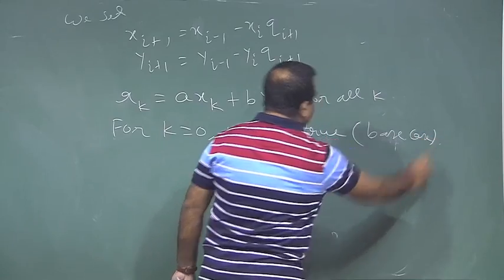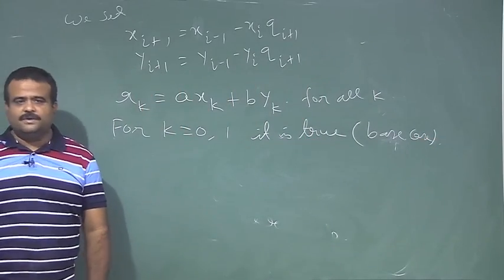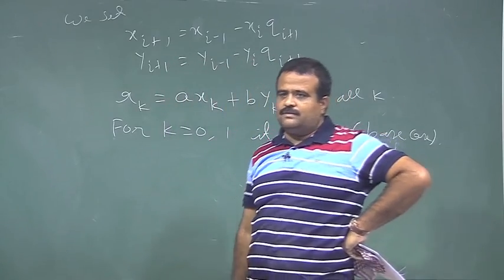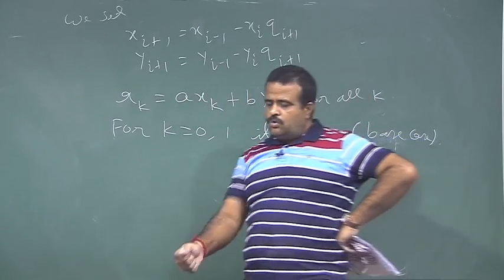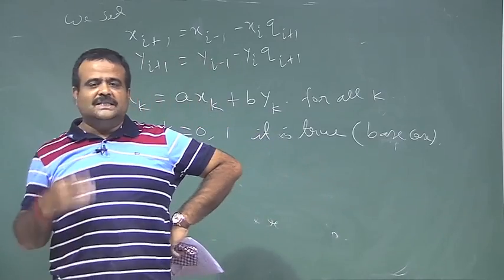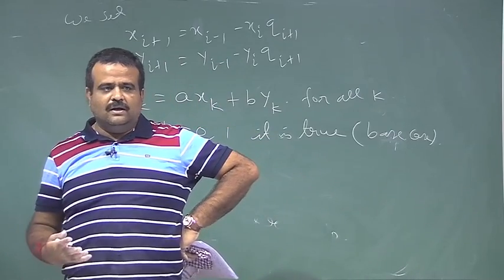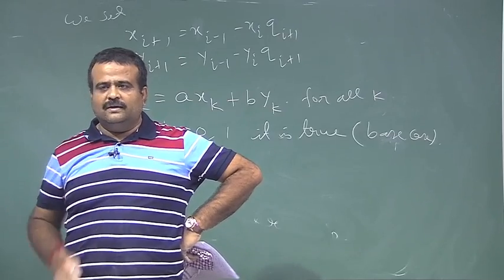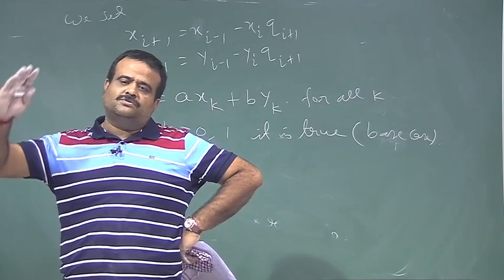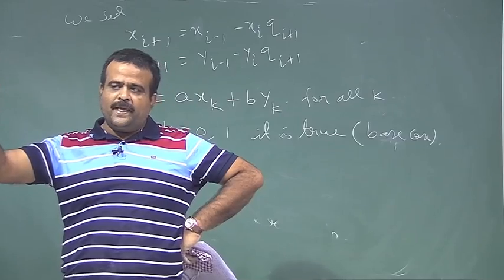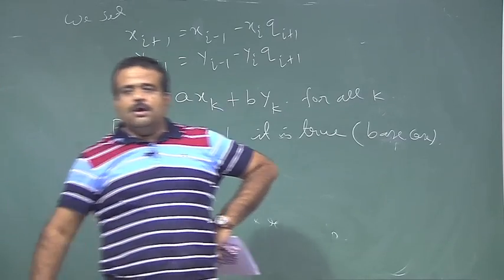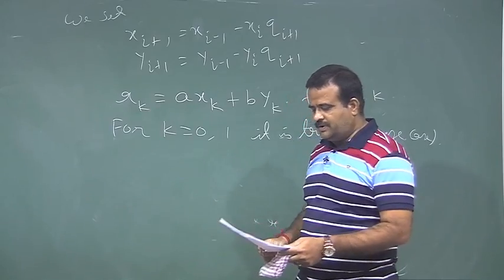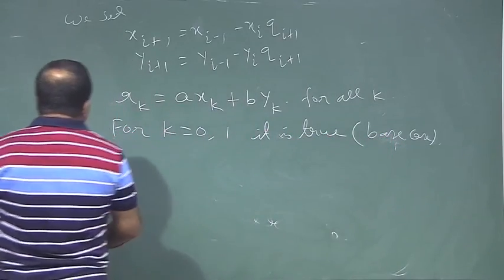So, mathematical induction has a base case. We need to prove some property for a natural number n. For that, we prove that the statement is true for n equal to 0 or n equal to 1, and then we show that if the statement is true for n equal to k, then the statement is true for n equal to k plus 1. Then the statement is true for all natural numbers. That is the method of induction.